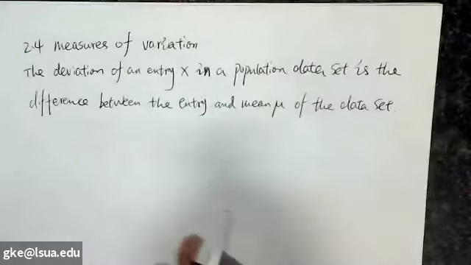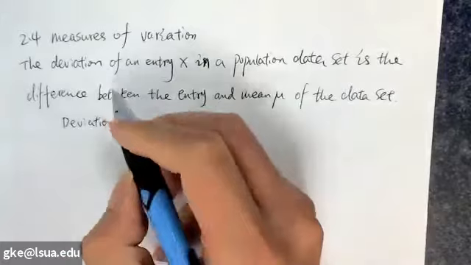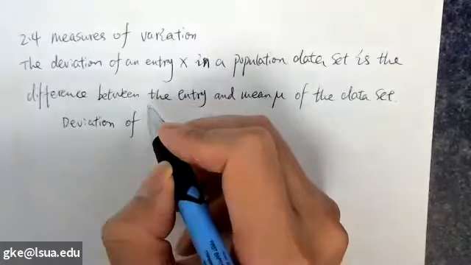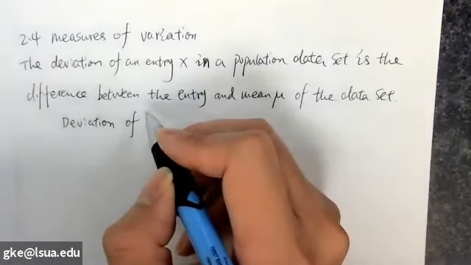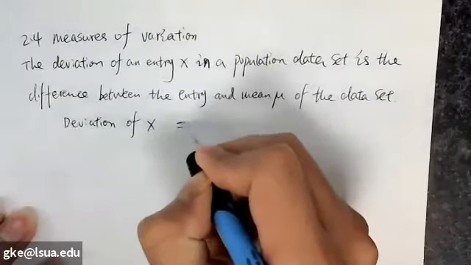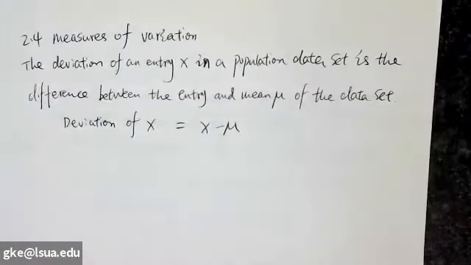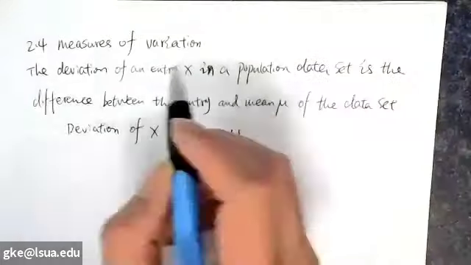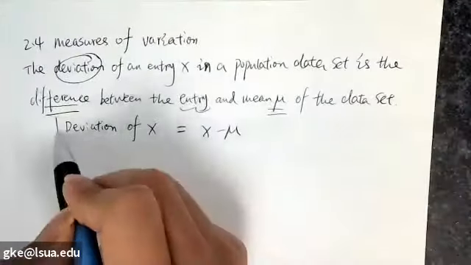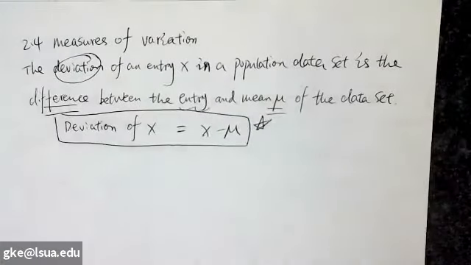Okay, sorry, I think it's deviation of X. Write down is X minus mu. Okay, so that's the definition. Deviation is the difference between entry and the mu. So the formula is here. Deviation of X equals X minus mu.